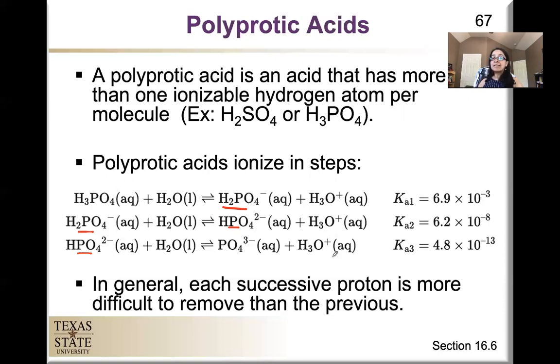What this tells us is that for each successive proton donation, it actually gets a lot more difficult to do than the previous one. So the smaller the value, that means the less that equation goes to the right. That means the more that the initial acid stays in the acid form, right? So the first donation is a little bit easier. The donation of the second proton is more difficult. The donation of that third proton is much more difficult.